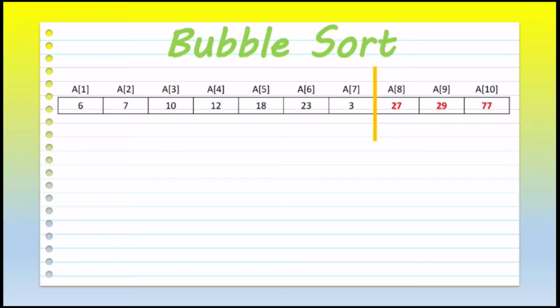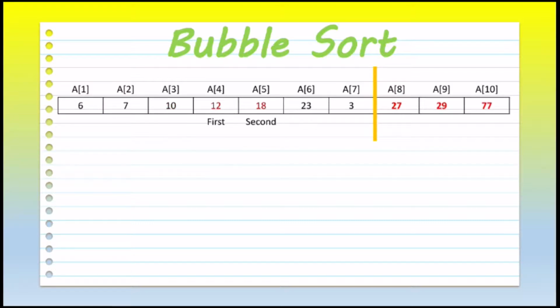So after 3 passes, we have got the 3 maximum numbers which are in sorted order. Again repeat the same process for the remaining unsorted elements. So the first element will be compared with the second. So 6 is greater than 7, which is false. So go for the next two comparisons. So 7 is greater than 10. Again the condition is false. So go for the next two adjacent elements. So 10 is greater than 12. No. Again the condition is false. So the next two elements are 12 and 18.